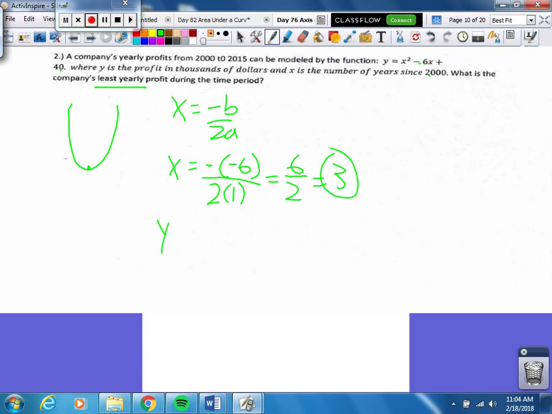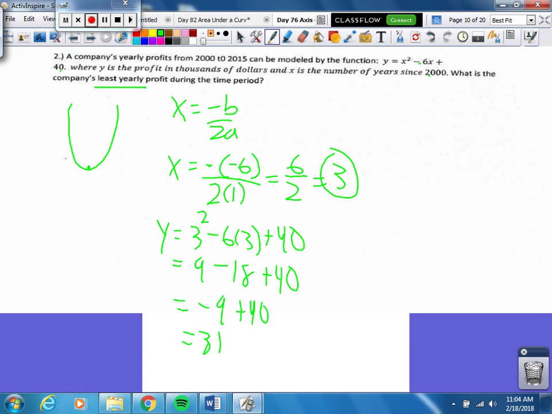What I'm going to do is plug it back in. So I have 3 squared minus 6 times 3 plus 40. I think I have that right this time. So it's 9 minus 18 plus 40. Writing this down, checking your answer. Negative 9 plus 40, and you have 31. $31,000 was the least yearly profit, 3 years after 2000, so in 2003. Got it. Hopefully you got that with me.